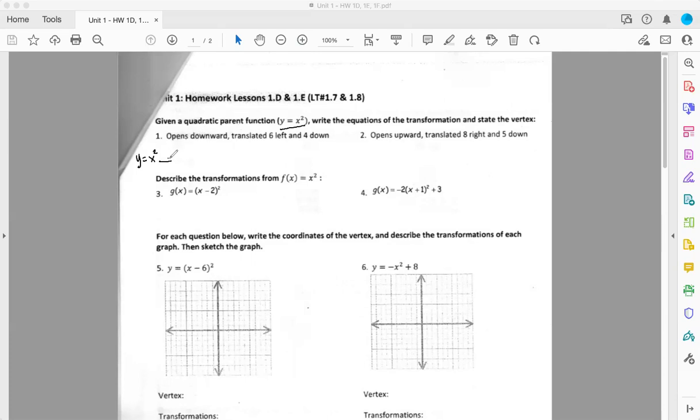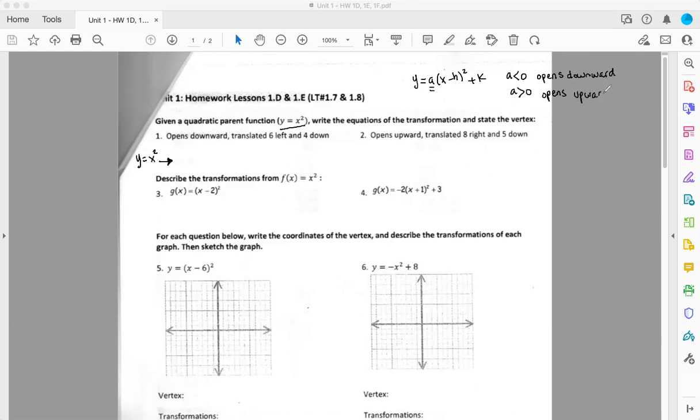When the function opens downward, that means the a, if you remember from the vertex form, y equals a multiplied by x minus h quantity squared, plus k. We said if a is negative, if this number in front of the x term is negative, the parabola opens downward. And this is extra notes for you: if a is positive, then the parabola opens upward. So keep that in mind.